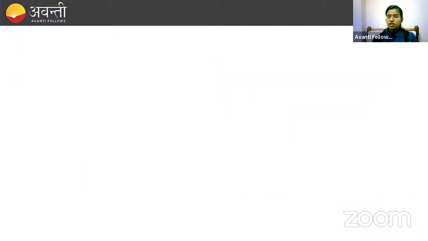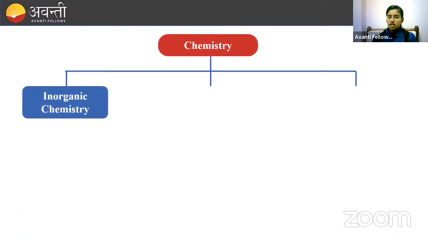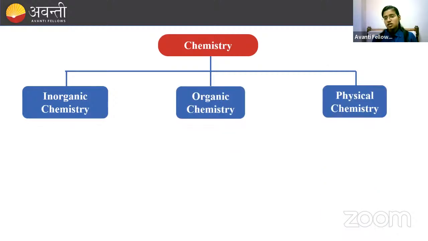Okay. So now coming to chemistry. Chemistry is classified into three, right? We have three branches in chemistry. One is inorganic chemistry, the second is organic chemistry, the third is physical chemistry.